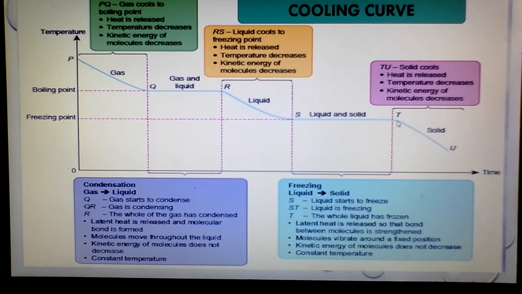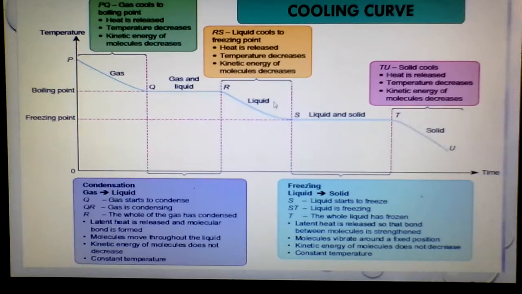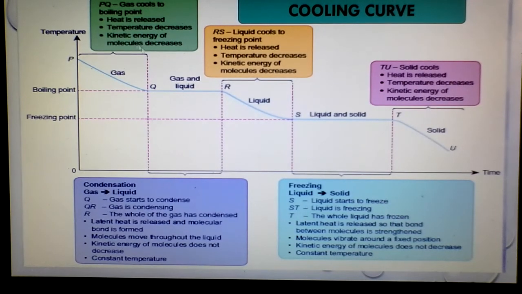Okay, and then for the case of TU, solid state, heat is released, temperature decreases, kinetic energy decreases. The amount of heat that is released, we call it heat capacity. So same thing as the heating curve, you must be able to identify the type of heat that is applied, whether it is heat capacity or latent heat. And then you must be able to state the state of matter for each of these parts.